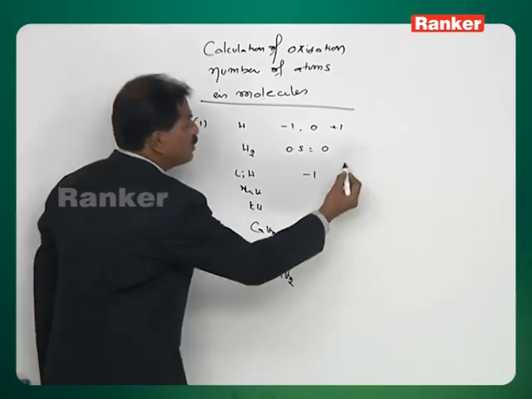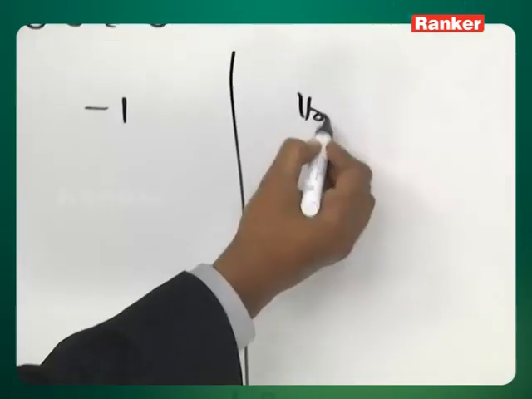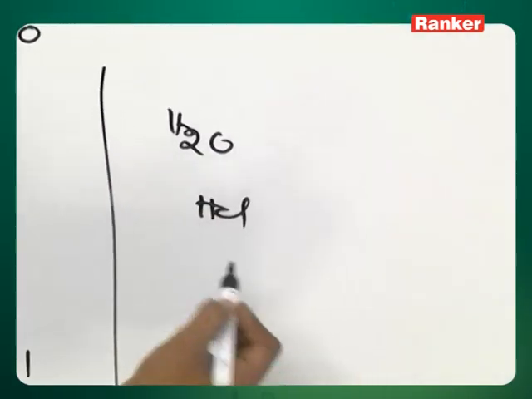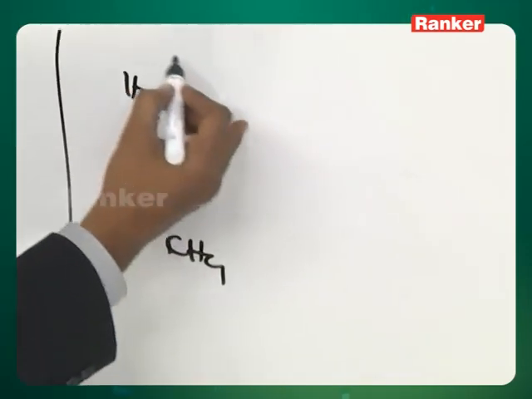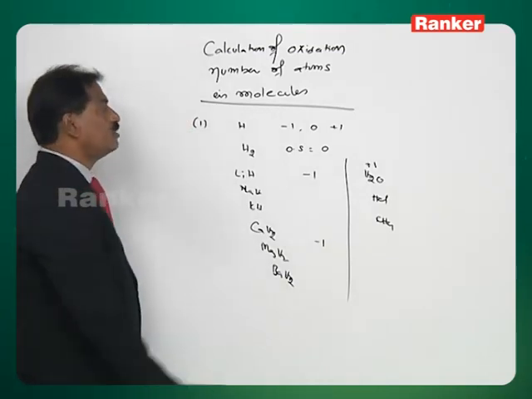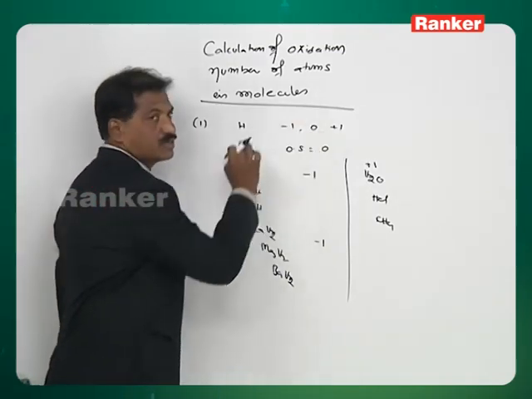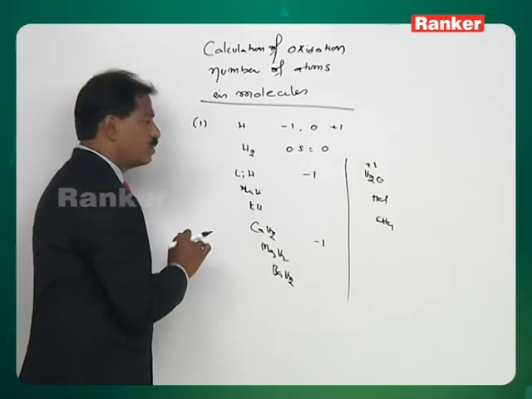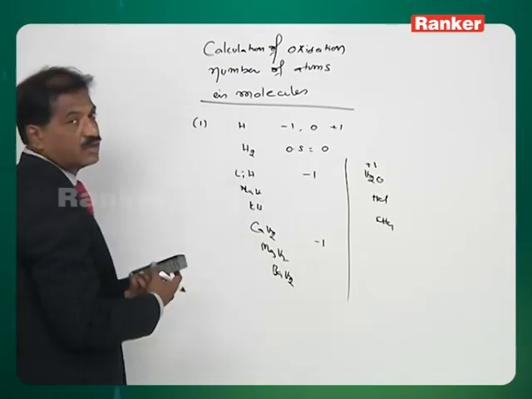Next, in all the other covalent molecules like H2O, HCl, CH4, the oxidation state of the hydrogen is +1. So for hydrogen we will give 3 values, -1, 0, +1. This is the first rule about the oxidation state calculations.